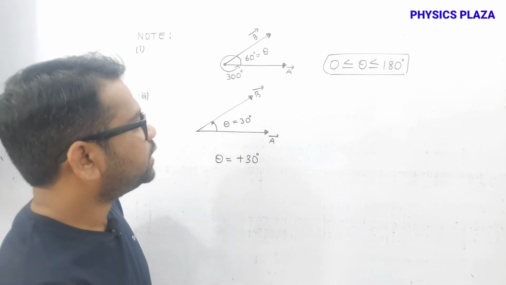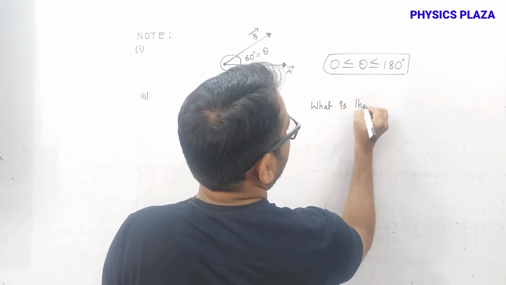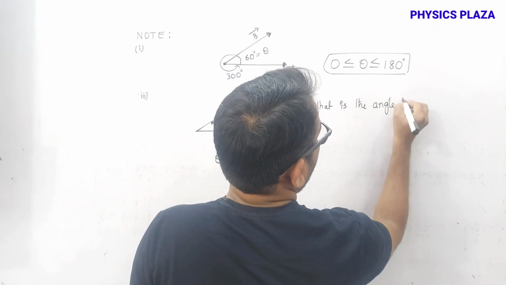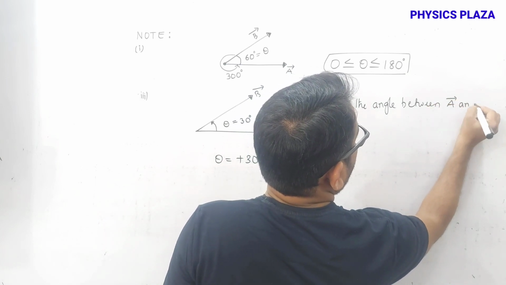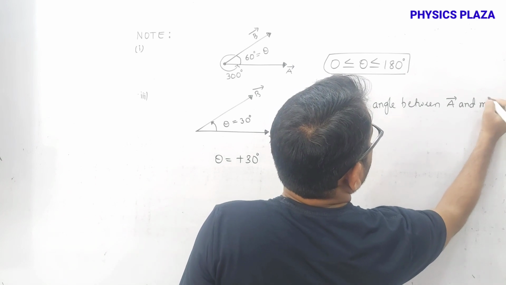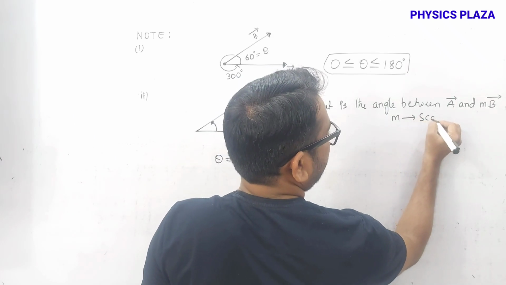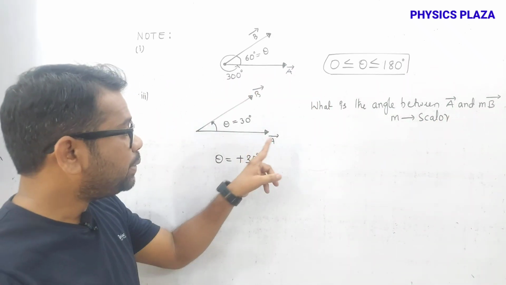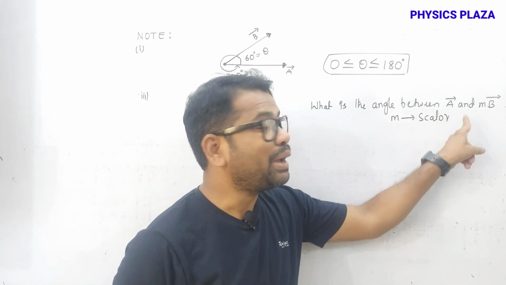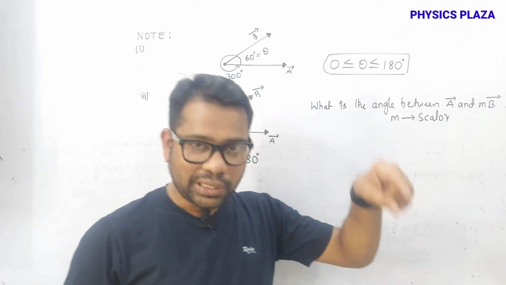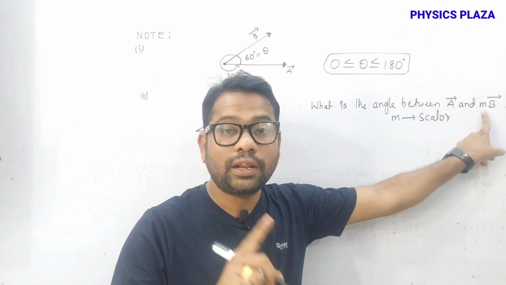Is it clear? Fine. Now the question is, what is the angle between A and M times B? Here M is a scalar. The angle between A and B is 30 degrees in this case. Then what is the angle between A and MB? M is a scalar, which means vector B is multiplied with a scalar called M.